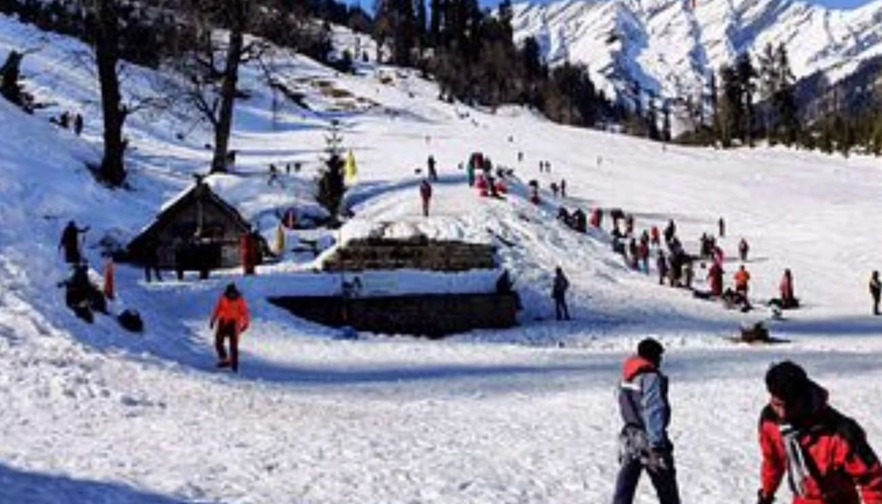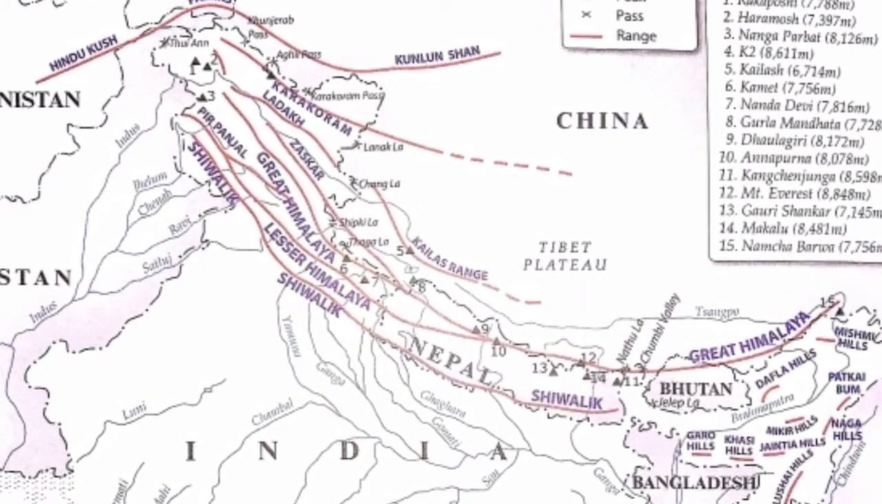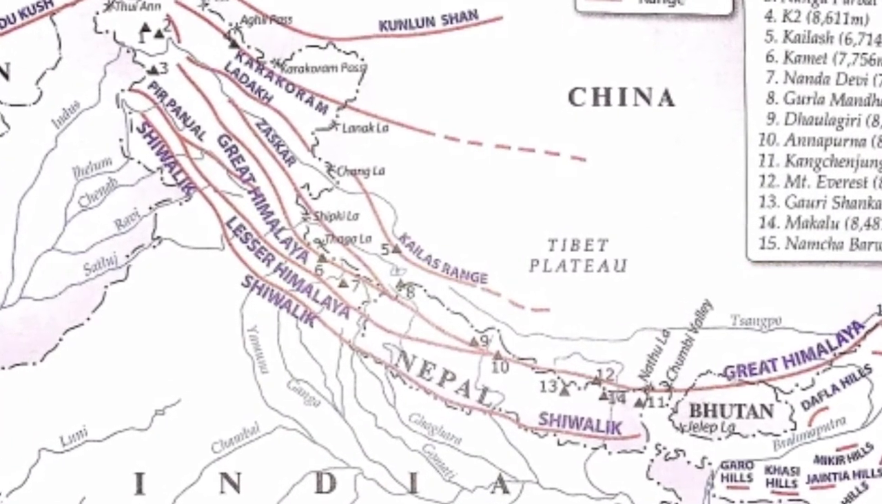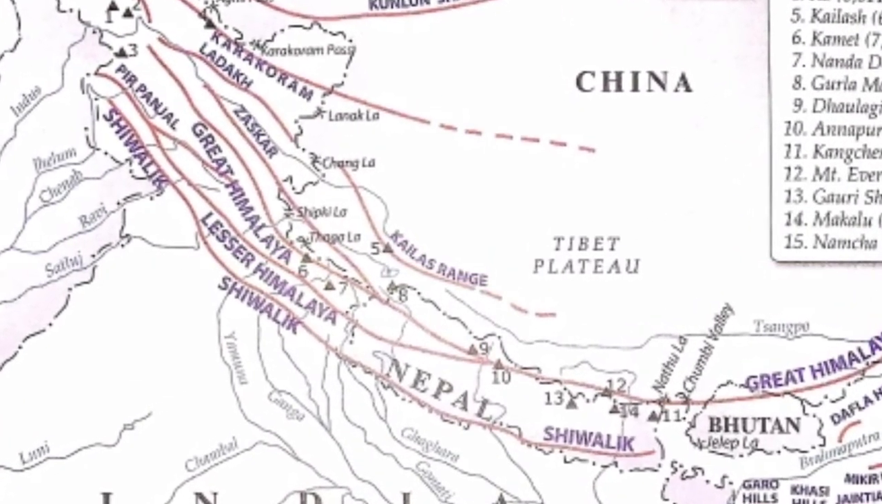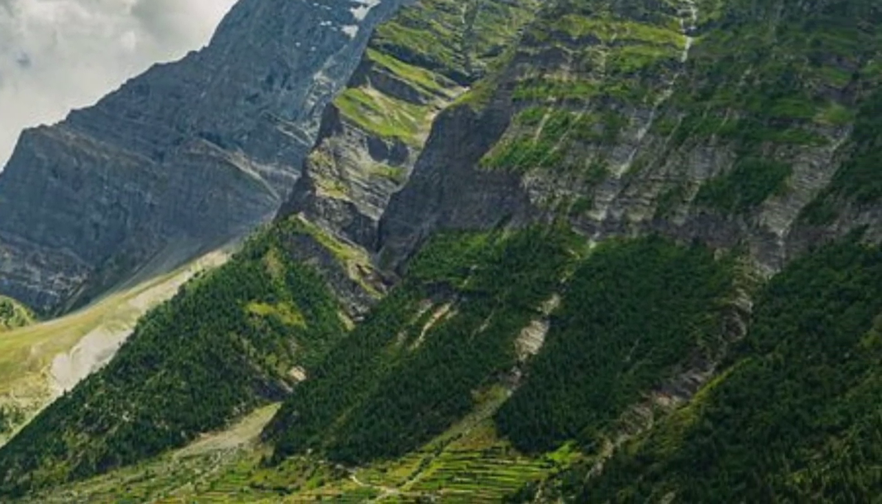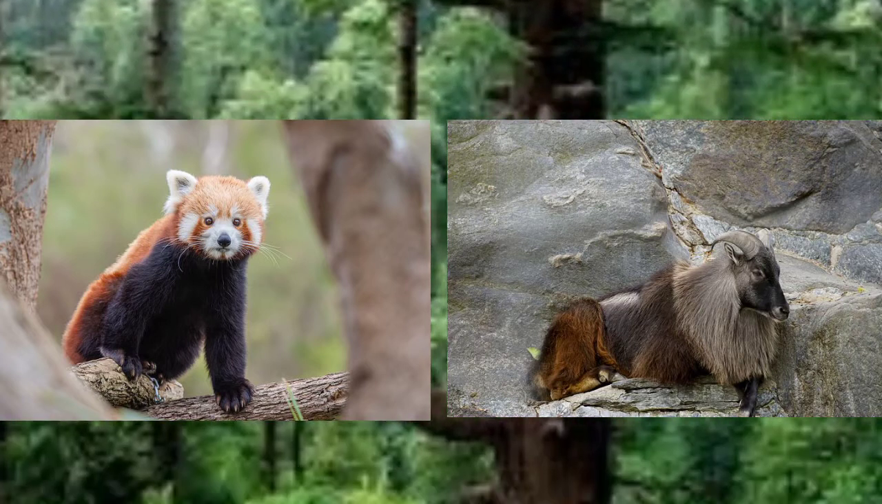Now let's talk about the Outer Himalayas. The Outer Himalayas is located south of the Middle Himalayas. It is the lowest in height. This range is covered with forests. Many wild animals are found in these forests.